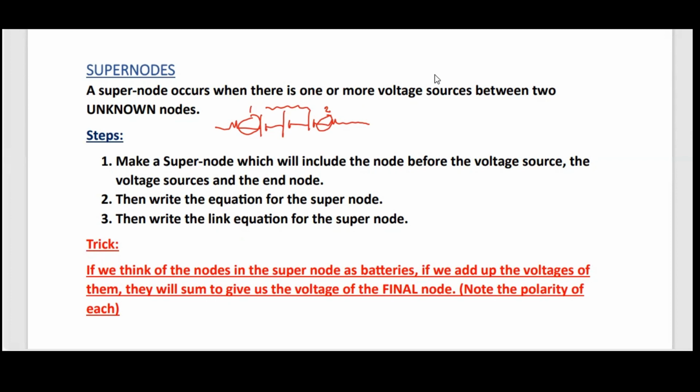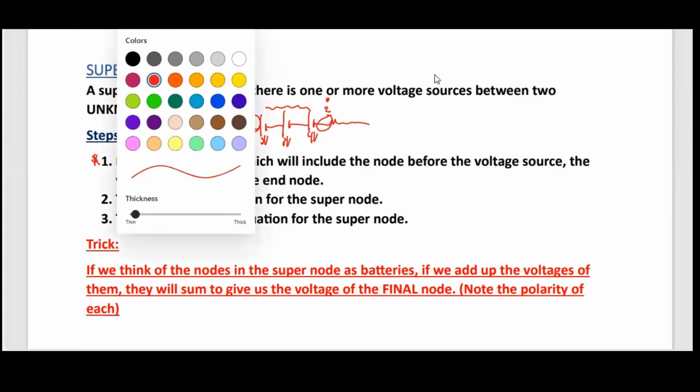The steps to make a supernode, you'll appreciate this when we do a question after. To make a supernode, we include the node before the source, which will be this one here, the voltage sources, and the end node. So if this was 2 volts, this was 3 volts, and this was 4 volts, and we have V2 after, the supernode will include everything. You literally group in everything, including the end nodes and everything in between. This is how the supernode will look.